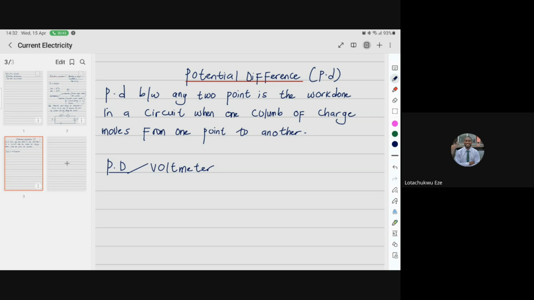The voltmeter is usually across 2 points where the PD is required, and it's usually connected in parallel. The voltmeter is always connected between those 2 points that you want to get the potential difference. Remember, it says the work done between 2 points. So the voltmeter is connected between 2 points, and is always connected in parallel across those 2 points. Ammeter in series, this one in parallel.